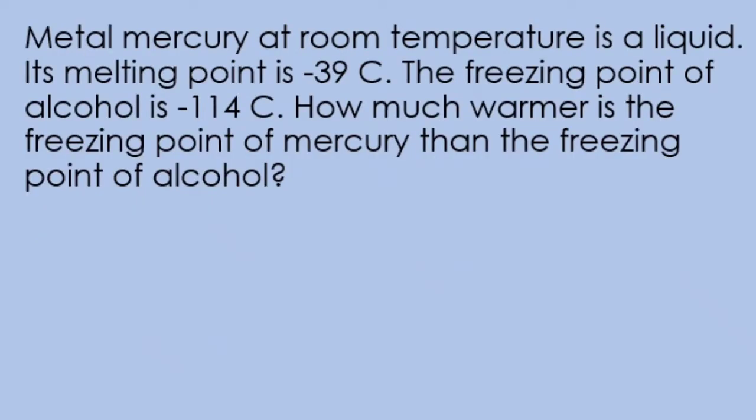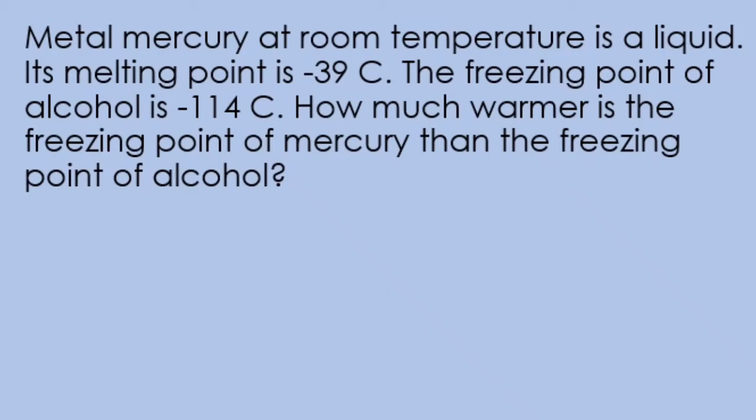Next problem. Metal mercury at room temperature is liquid. Its melting point is negative 39 degrees Celsius. The freezing point of alcohol is negative 114 degrees Celsius. How much warmer is the freezing point of mercury than the freezing point of alcohol?